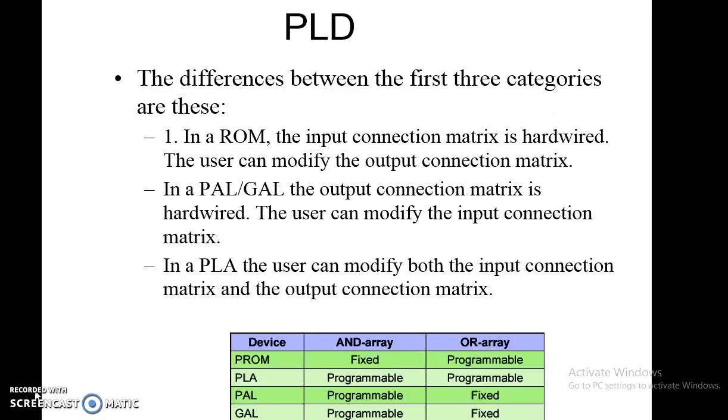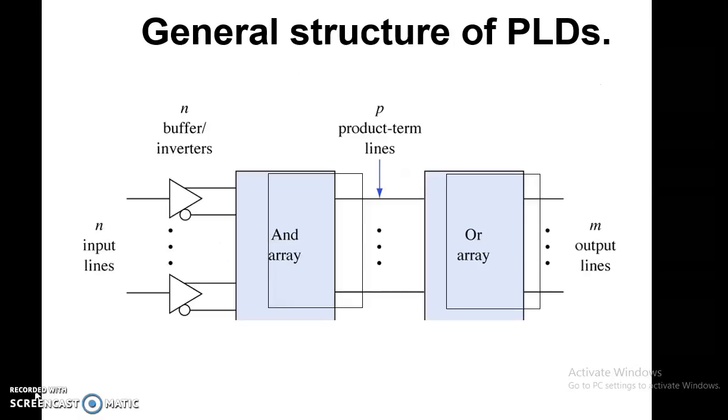The differences between the first three categories are these. In a ROM, the input connection matrix is hardwired. The user can modify the output connection matrix. In a PAL, the output connection matrix is hardwired. The user can modify the input connection matrix. In a PLA, the user can modify both the input connection and output connection matrix.